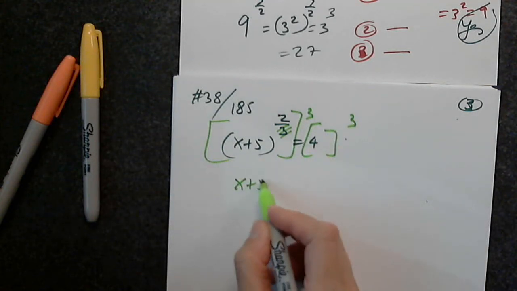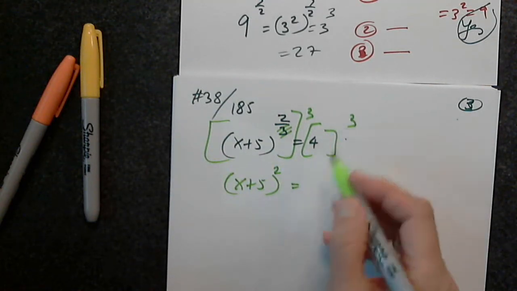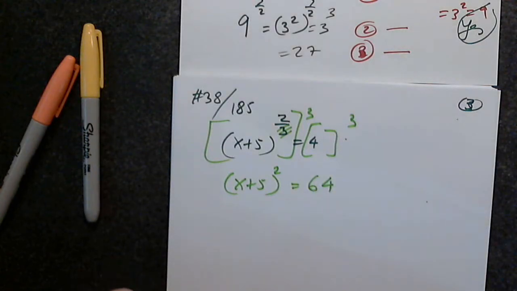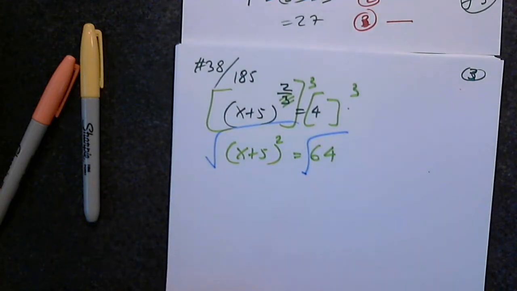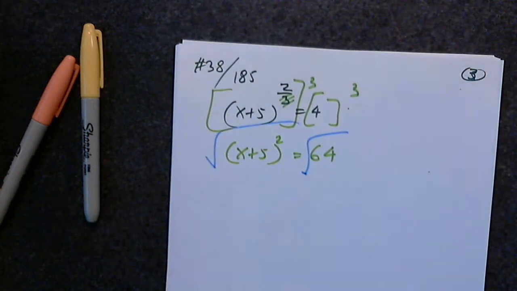And then I get (x plus 5), everything squared, equals 4 cubed, which is 64. And now I know what to do next. And what will that be? Square root both sides. Yes, apply the square root to both sides, but now I have to remember what to do. This is very important now.